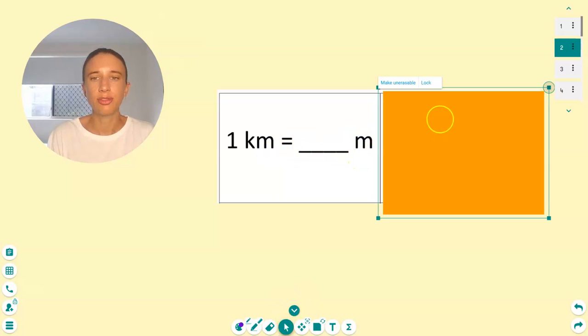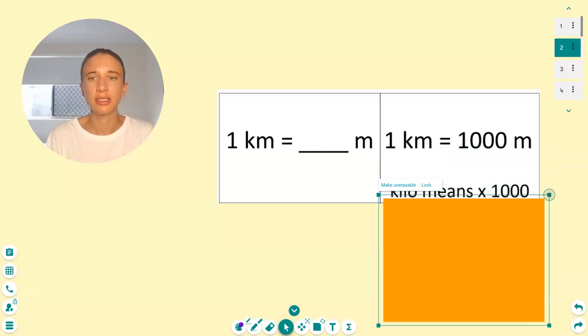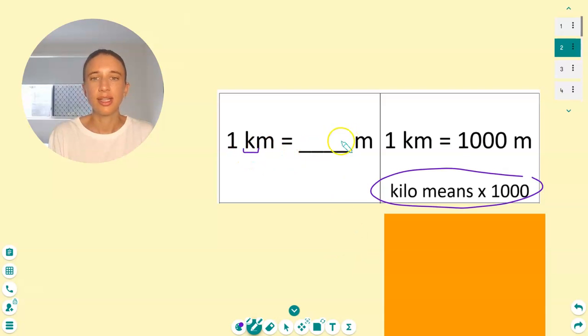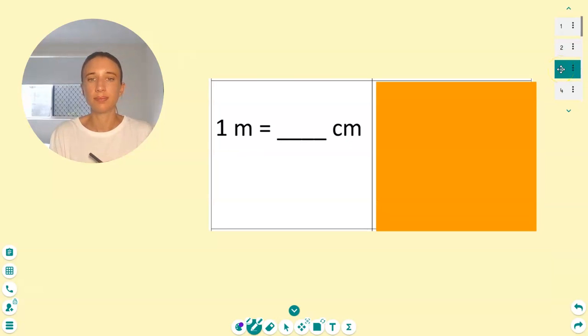All right, I've made a little flashcard, so let's check it out. Kilo means times 1,000. So 1 kilometer is 1,000 meters. I would like you to lock that fact in your mind. That's fact one we've got to lock in our mind.